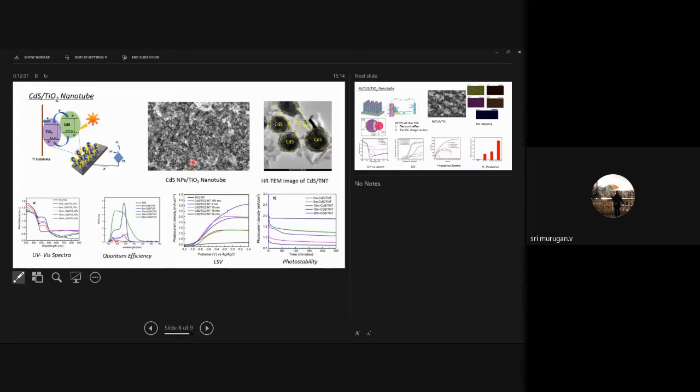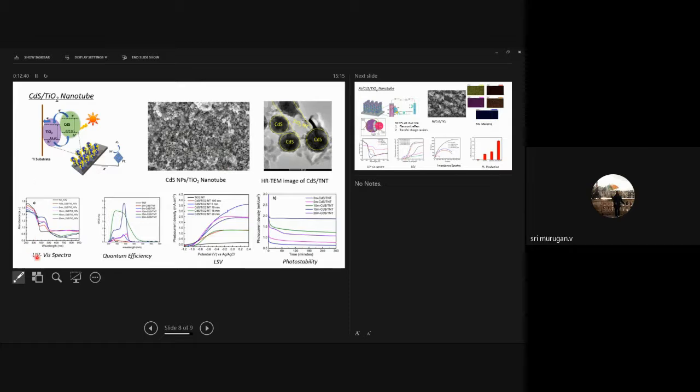This is the FESEM, field emission scanning electron microscopy image. You can see here the nanotubes with the CdS nanoparticles decorated on them. This is a high-resolution TEM image, transmission electron microscope image, which is much clearer. This is a nanotube, but this one is a broken nanotube where the CdS nanoparticle is attached at the edges of the TiO2 nanotube.